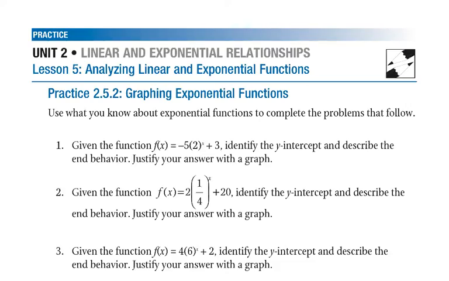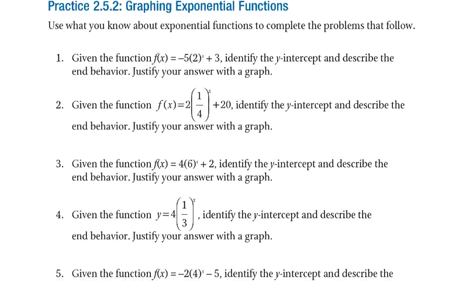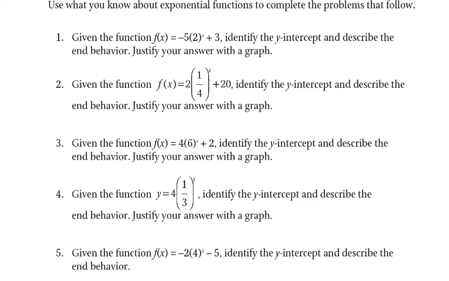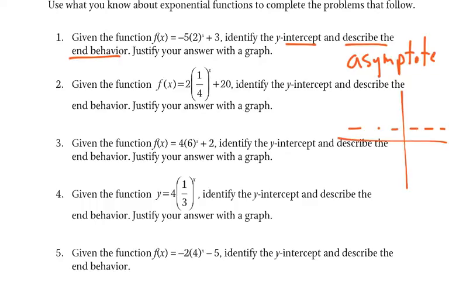Alright, now we're going to start the 2.5.2. So now we're dealing with exponential functions. So now with these exponentials, it wants us to identify the Y-intercept and describe the end behavior. Remember, describing the end behavior is basically telling us where that asymptote is, right? That invisible horizontal line where the graph is getting close to.